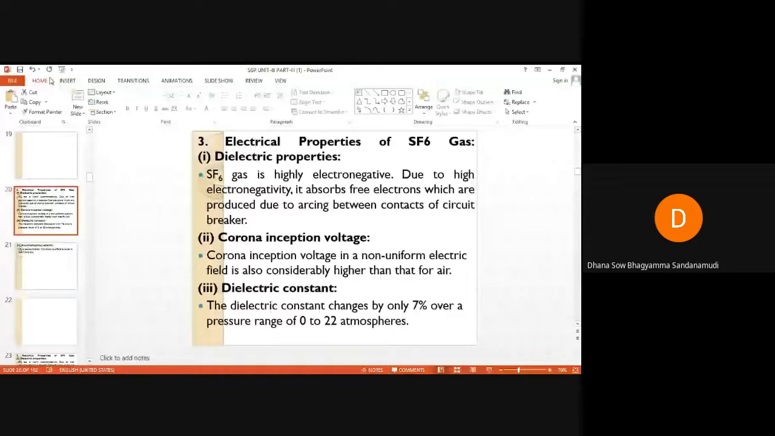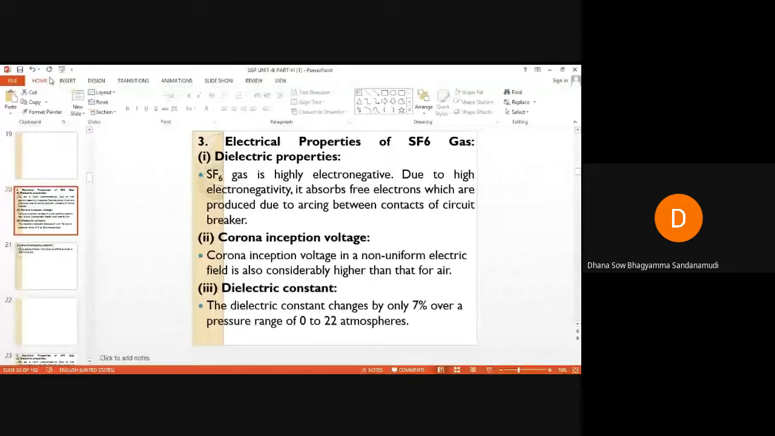Next one is corona inception voltage. First of all, we must know what corona inception voltage is. You already know what is meant by the corona effect. Corona inception voltage is the lowest voltage at which continuous corona of specified pulse amplitude occurs as the applied voltage is gradually increased.